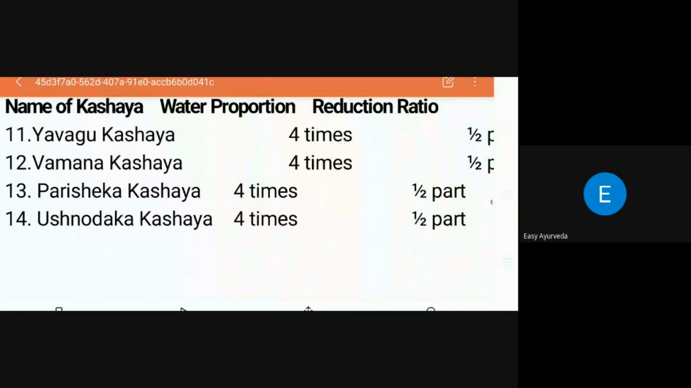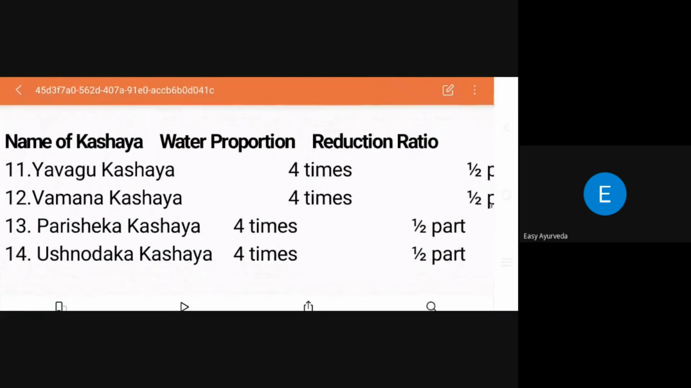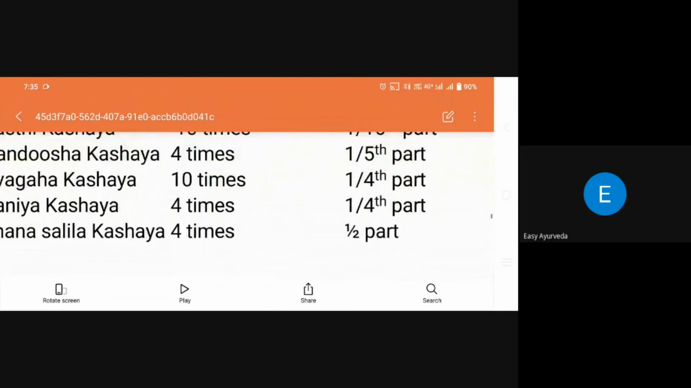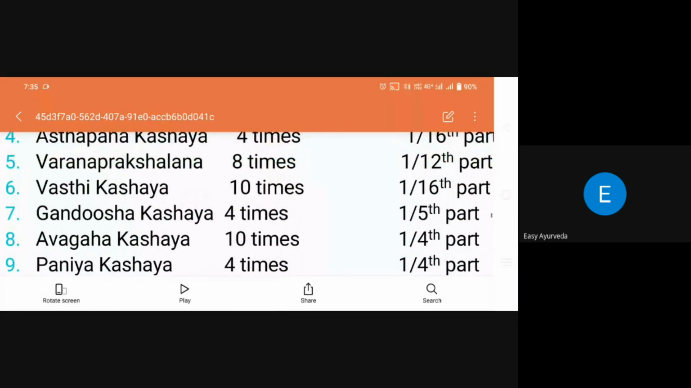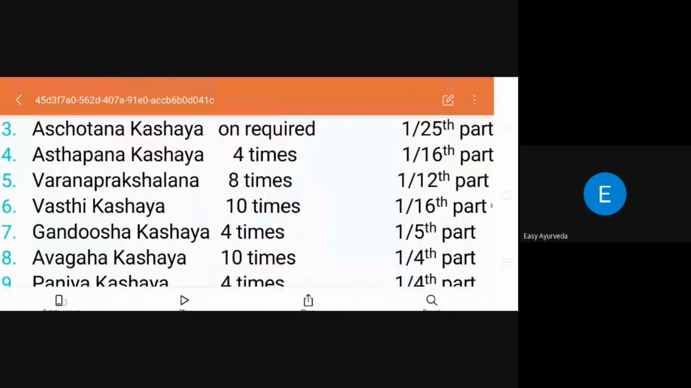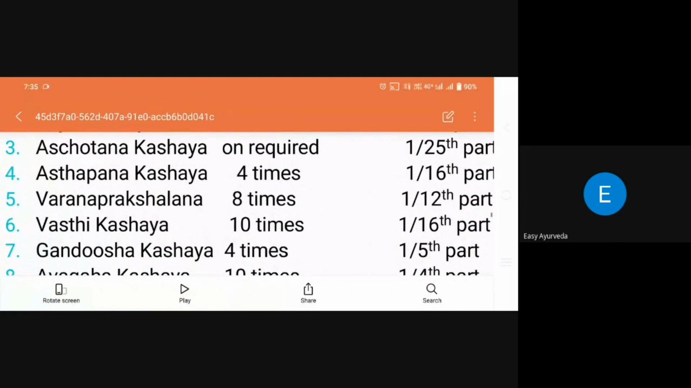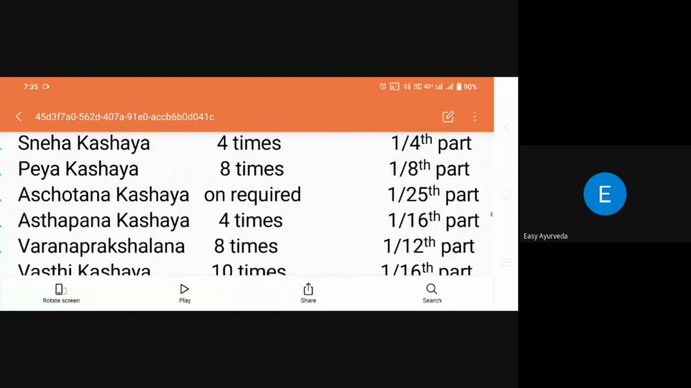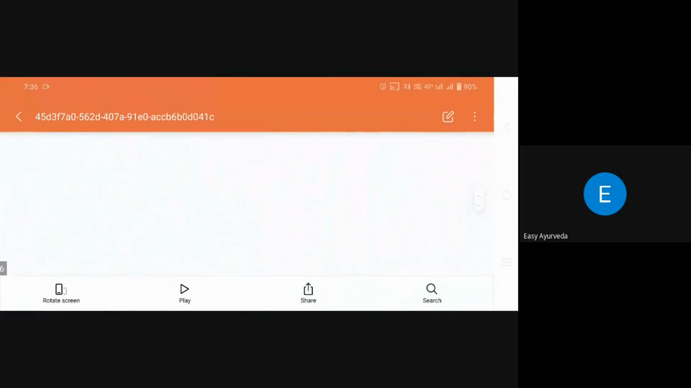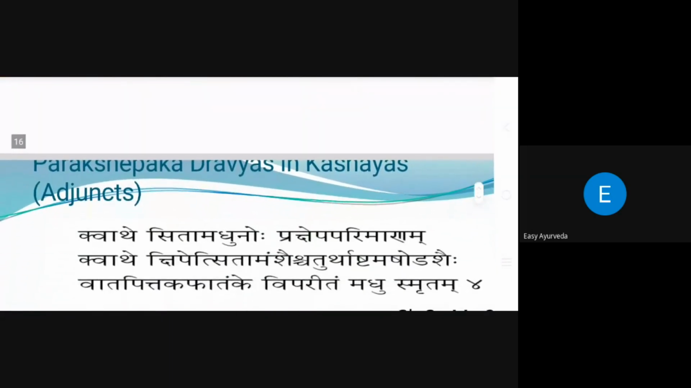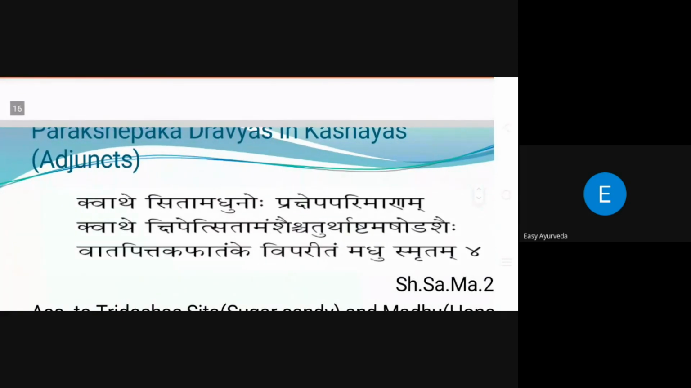Generally, we prepare Avagaha, we use the Ushnodaka, and while conducting Vamana we prepare the Parisheka for eye treatments. Generally, Gandushas are for gargling. Paniya is generally a medicated water that we advise the patients. If you want to wash any wounds, that is Prakshalana, Asthapana, when Bastis are given with any preparation of Sneha dravas, in that context these are more helpful for the preparation of the Kashayas using these methods according to Bhoja Acharya.